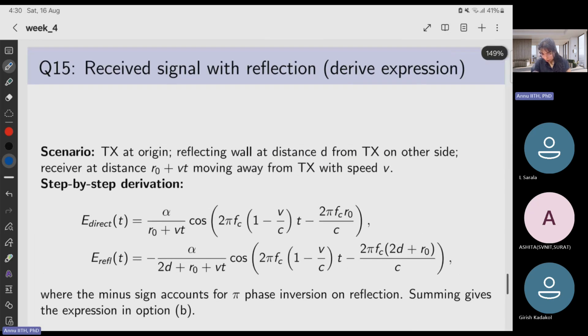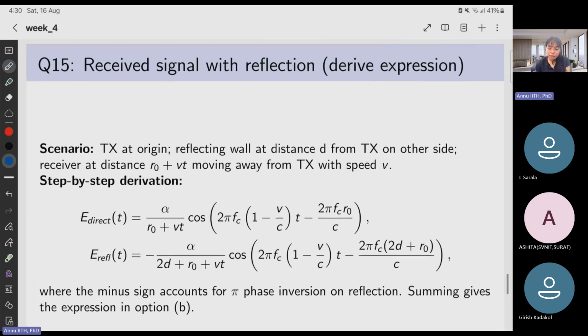There are some derivations, like if you have a transmitter at the origin, a reflecting wall at distance d from the transmitter on the other side, and the receiver at distance r naught plus vt. Why the receiver distance? Because vt is nothing but another distance by which the receiver is moving with vehicle speed v, moving away from the transmitter. So what is the step-by-step derivation with the reflection? You'll be getting this. The steps are this.